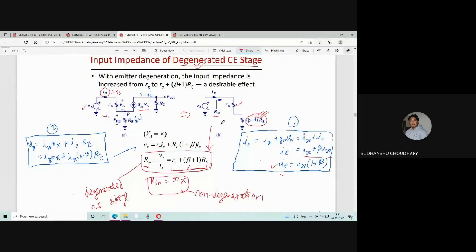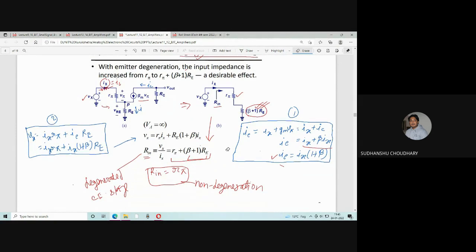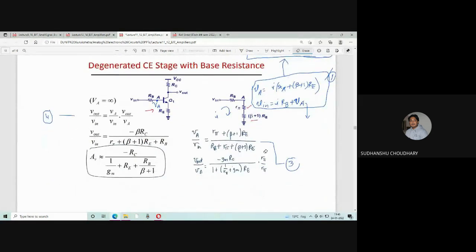Now if I add Rb also here, that is base resistance also here, so that means this should be modified, so I should have Rb also here to calculate the input impedance. So that means input impedance should be equal to now this much, Rb plus this much. So the same is written in the next slide. So the input impedance could be simply calculated as Rb plus R pi plus beta plus 1 Re.